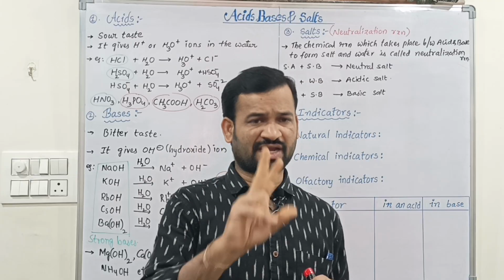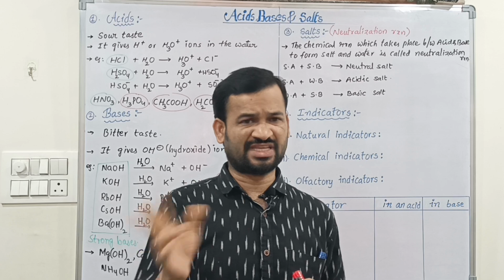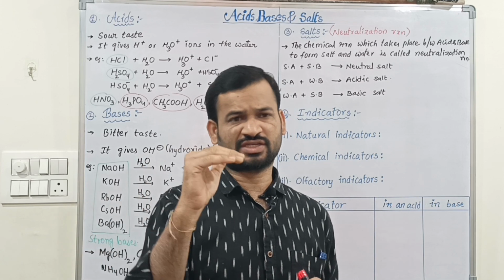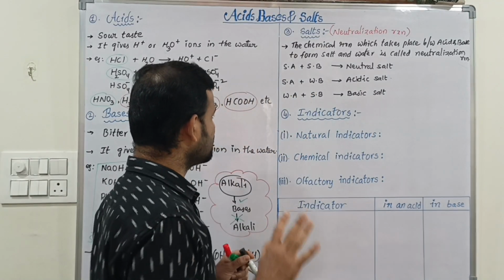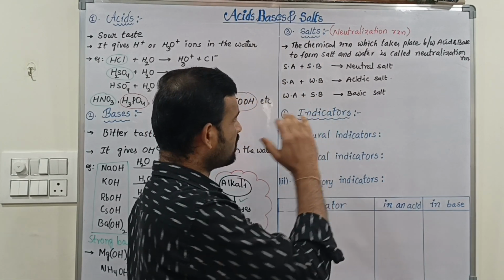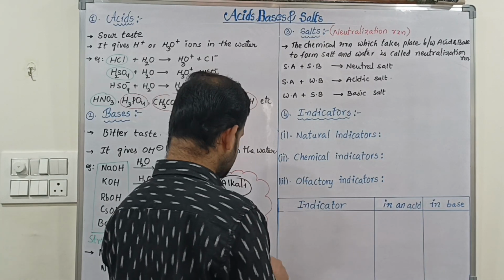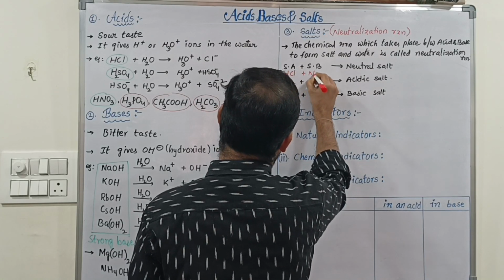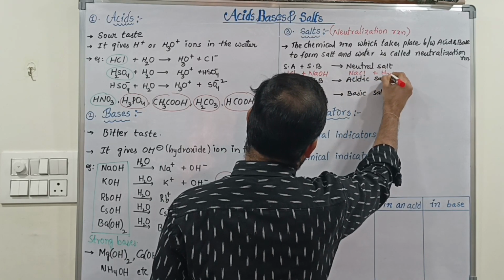Understand? If both cation and anion rates are equal, we will get a neutral salt. If the cation's rate is more, we will get an acidic salt. If the anion rate is more, we will get a basic salt. That's it. So that's why I have taken three types of salts: neutral salt, acidic salt, and basic salt. Now I will give an example for each. Here, strong acid means HCl, strong base means NaOH, forms NaCl plus water.